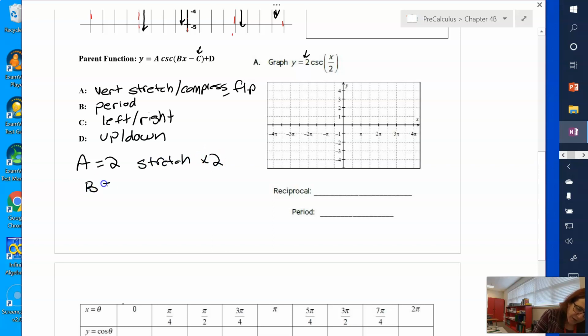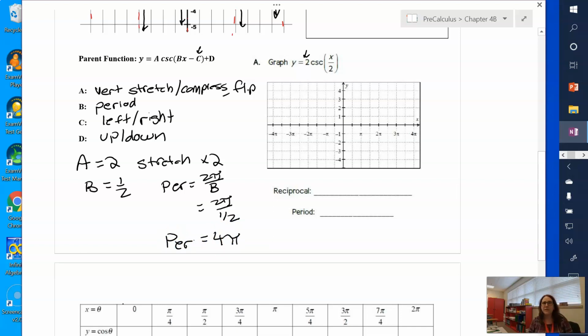And B equals 1/2. So what that's going to do is change the period. Our period is 2 pi over B. So I'm going to do 2 pi over 1/2. That gives me 4 pi. So my period is now 4 pi. What that means is everything's going to stretch out from side to side.